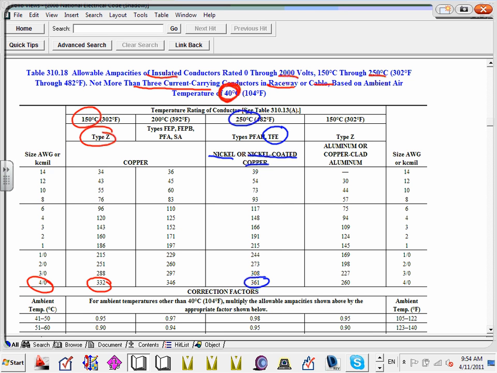And Spencer, the 4-aught under the 75 degree column gave us how much again? Based on 310.16, 230. So no matter what you come up with, guys, you still can't go more than 230.